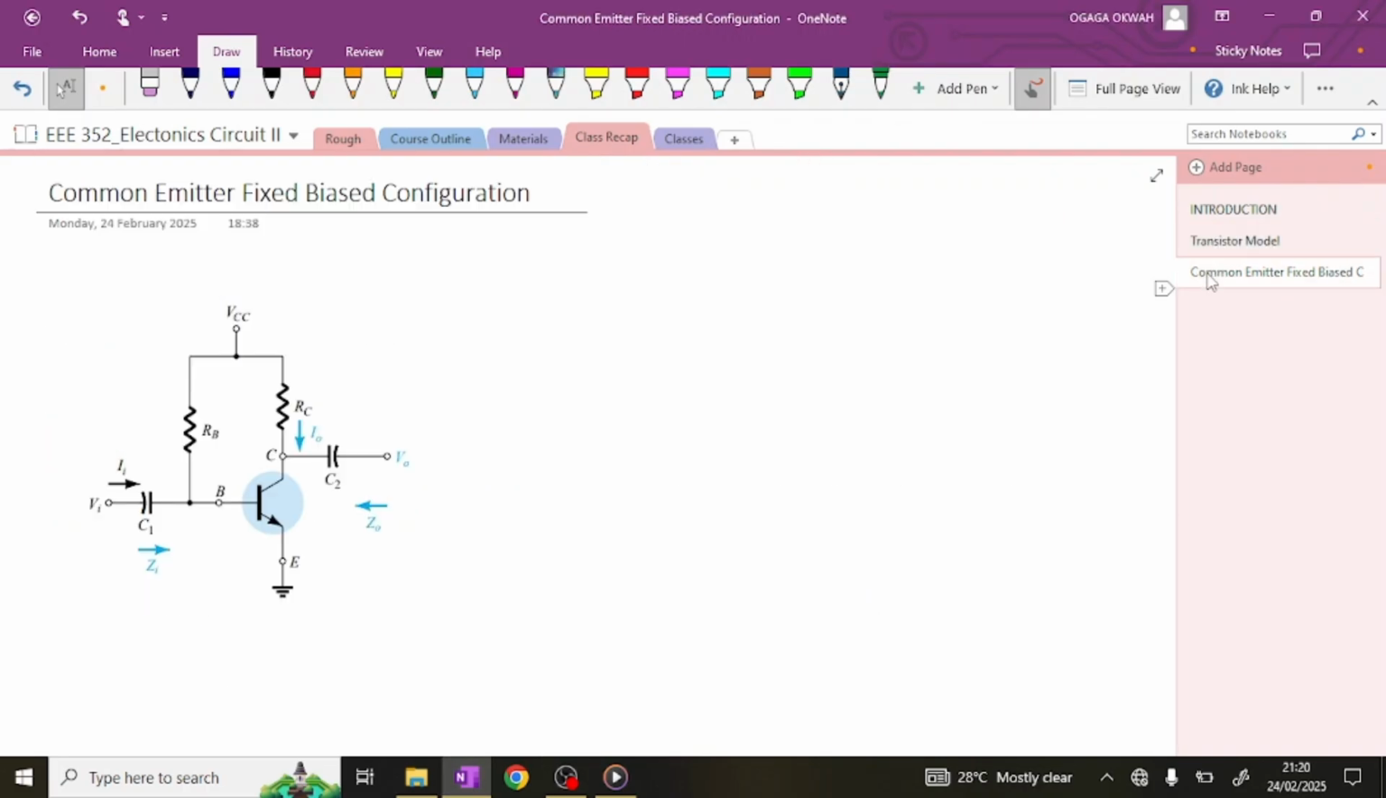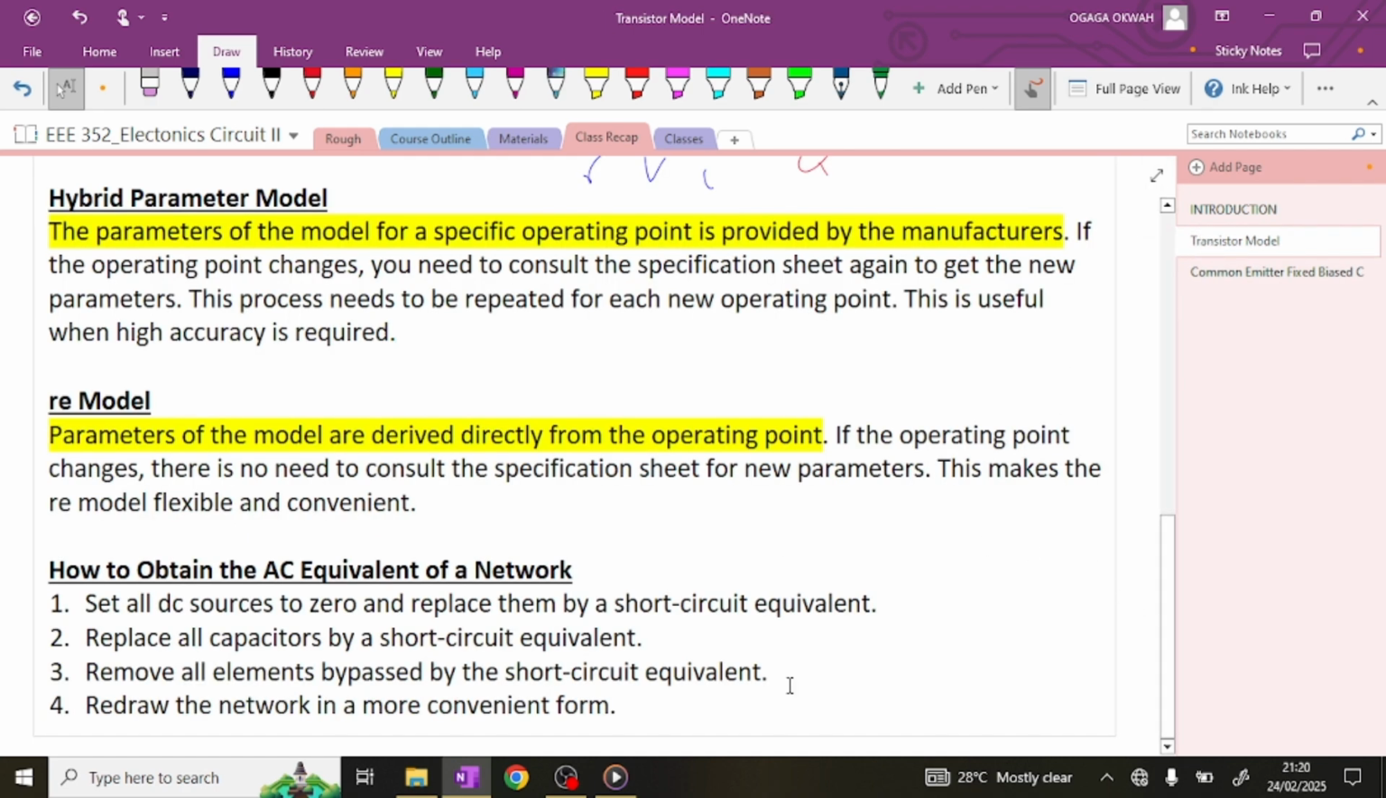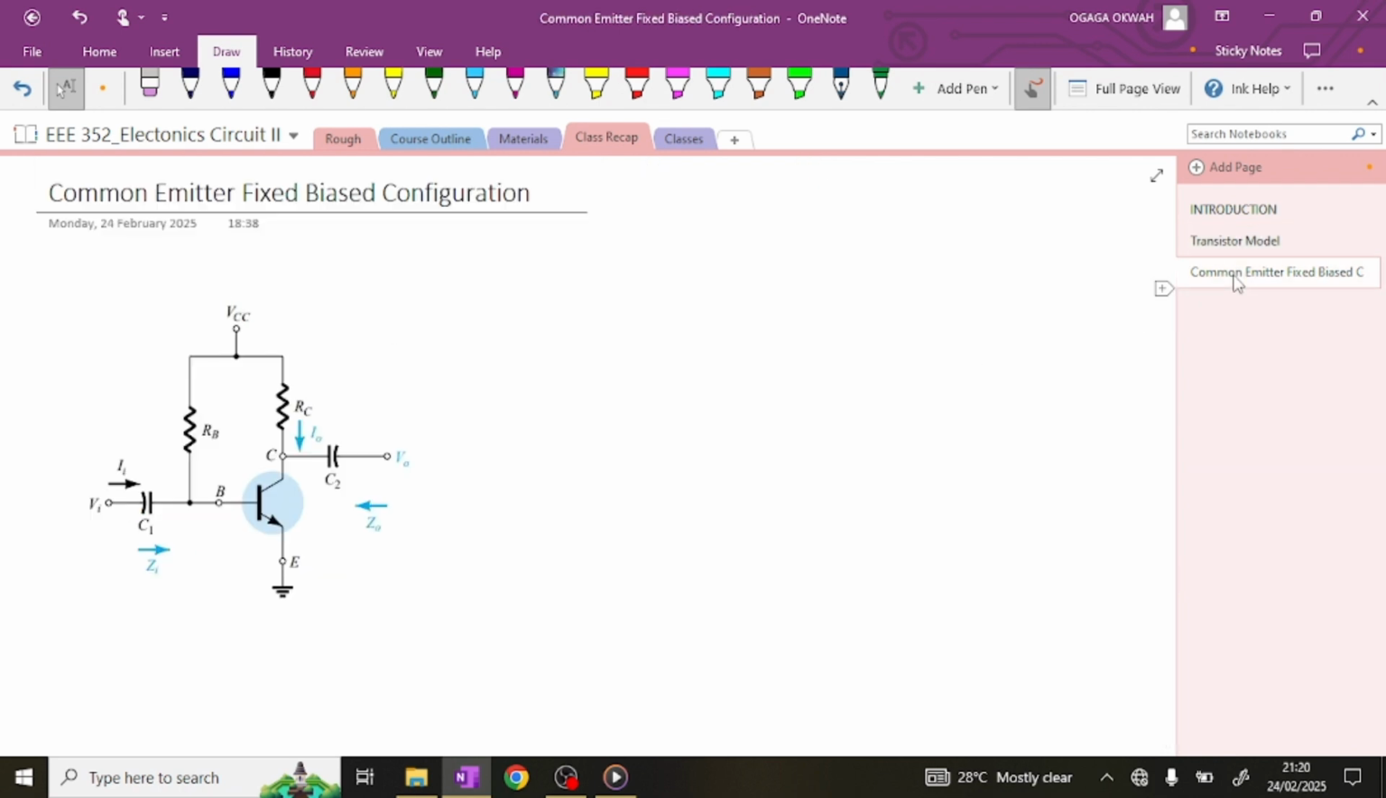So in this video, we are going to draw the model for that circuit, that is, obtaining the AC equivalent of a network, which of course is the model of the network. And we say we are doing the RE model for this video, for this series. So we are working with a common emitter fixed bias.